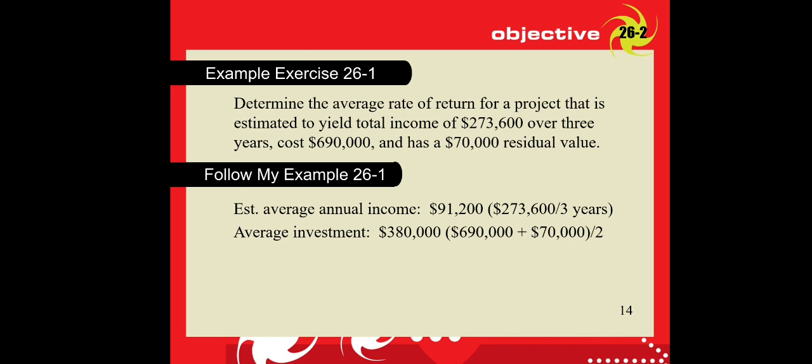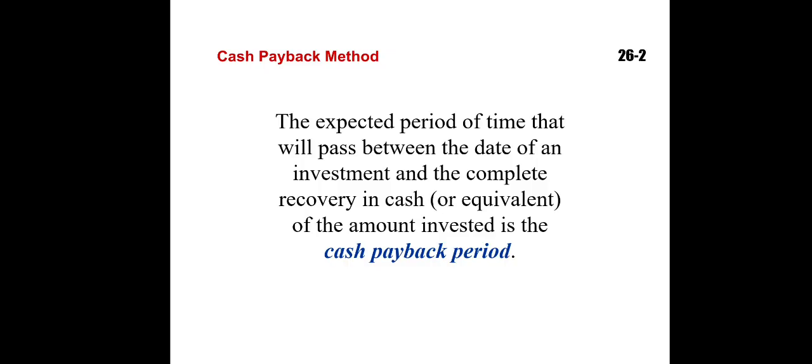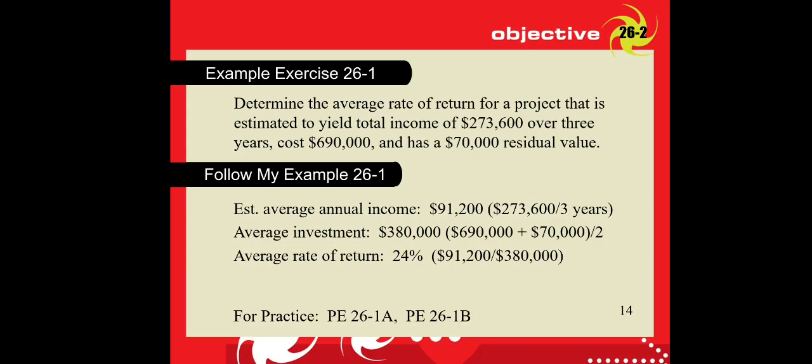Average investment is, remember the formula, the initial investment or cost, $690,000 in this sample question, plus the residual value, which is $70,000. And then you divide the two numbers by 2. So here the average investment is $380,000. So the average rate of return for this investment is 24%. Okay, that is the way to do the calculation.